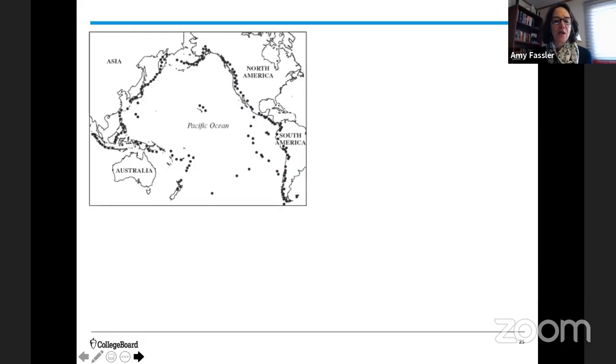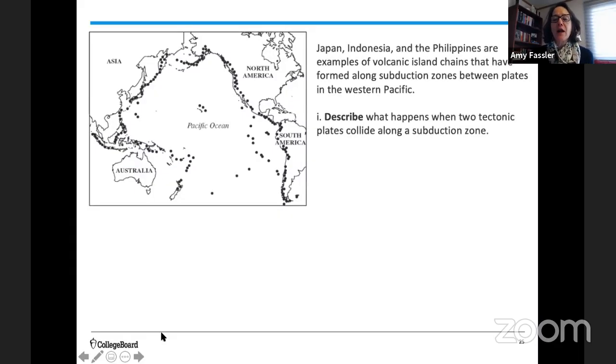Now let's go one step further, and this is where we're going to see if we can describe and then explain. So Japan, Indonesia, and the Philippines are examples of volcanic island chains that formed along subduction zones in the Western Pacific. This is the ring of fire we just looked at. Describe what happens when two plates collide along a subduction zone.